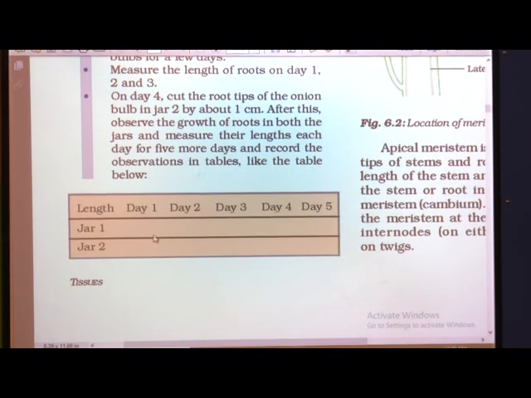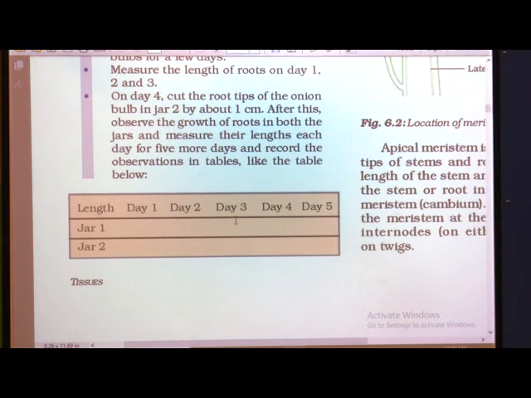Now, for example, on day 1 the length of roots in the first jar is about 3 centimeters. The same growth we will find in the second jar also, and on day 2 suppose it is 3.5, even this is also 3.5.